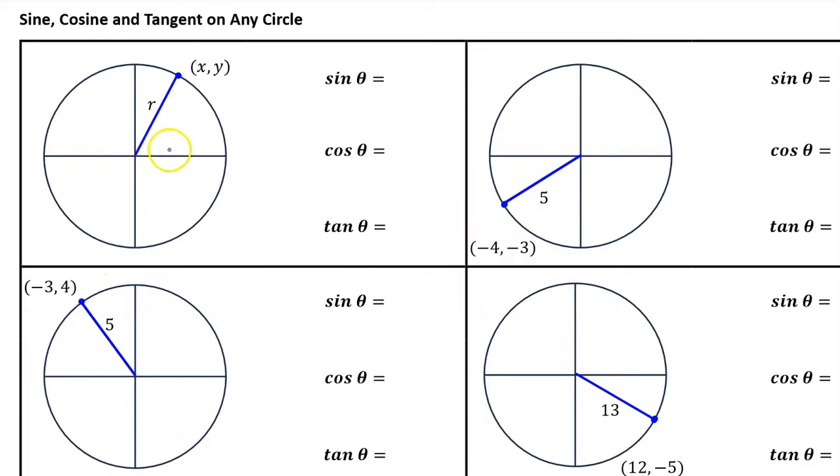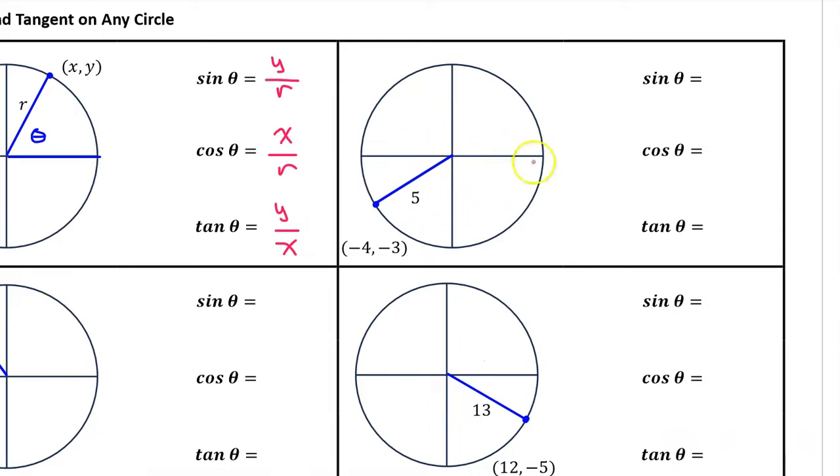For the next few problems, assume that the blue line is the terminal side of an angle theta in standard position. If the terminal side passes through the point x, y on a circle that has radius r, we know that the sine of theta is defined as y over r. The cosine is x over r, and the tangent is y over x. Memorize these basic formulas.